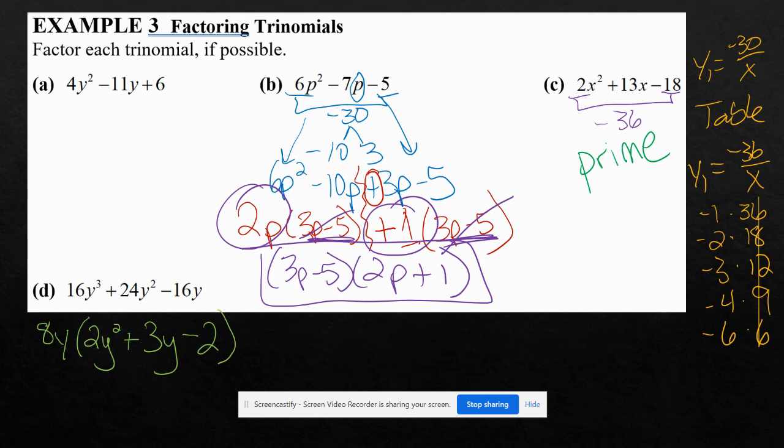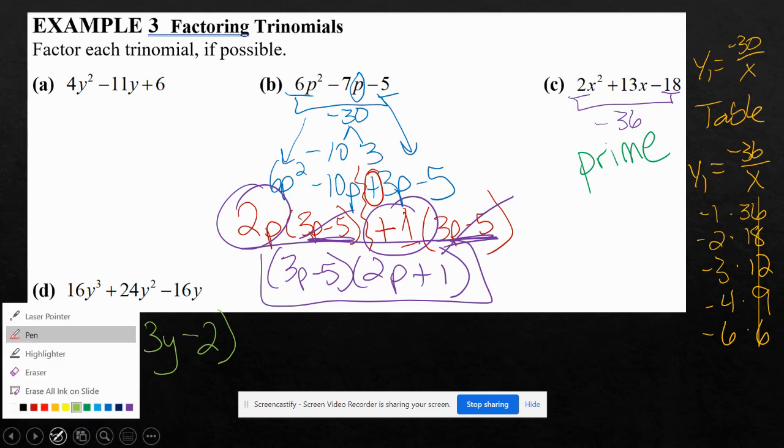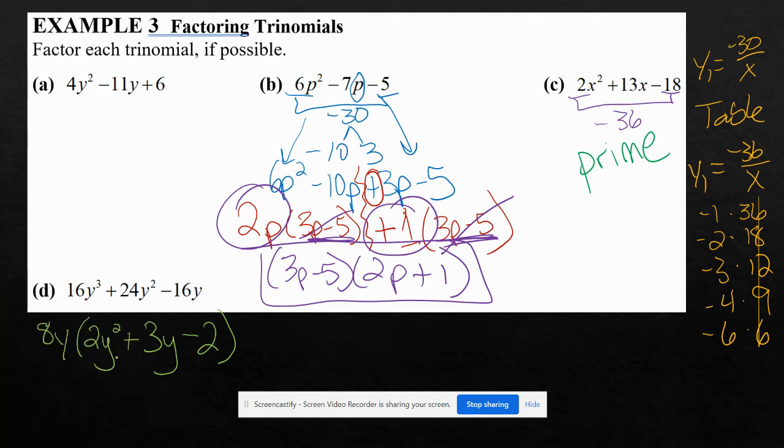Well, now this is easier because at first I wasn't sure. We haven't talked about how to factor when it's a cubed. All we've done is factoring squares. So now we can say, let's look at this on the inside. 2 times negative 2 is negative 4. The factors of negative 4 that add to positive 3 are going to be 4 and negative 1.